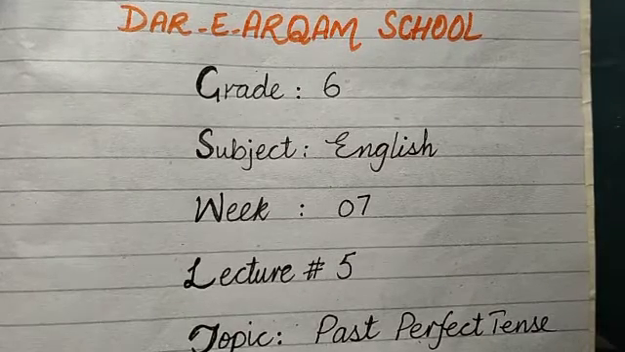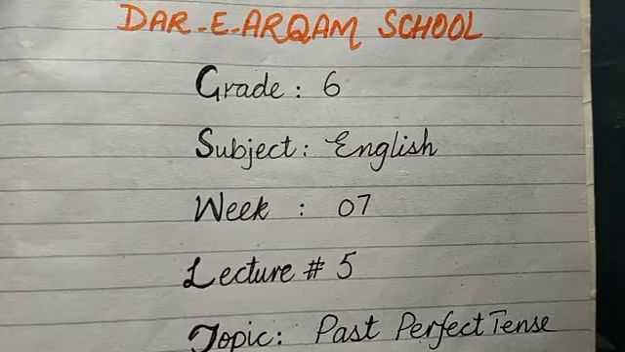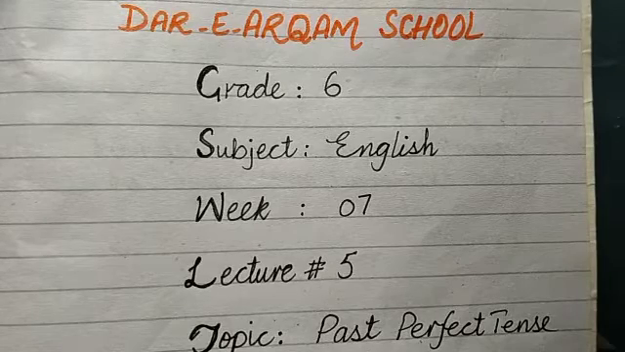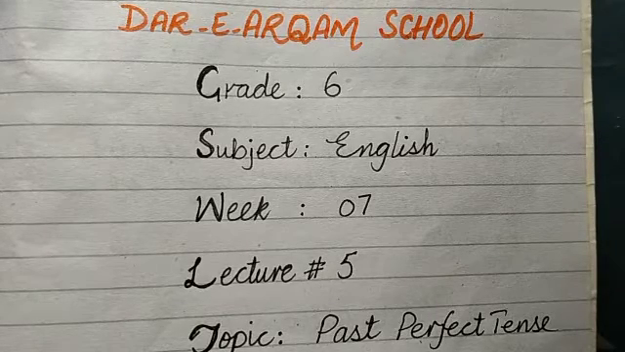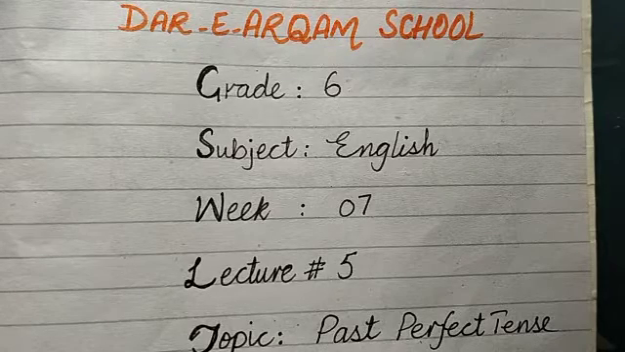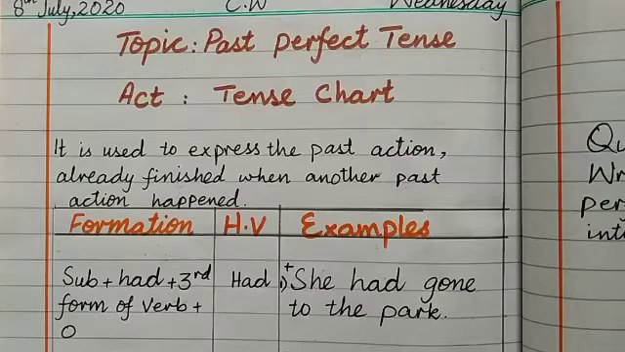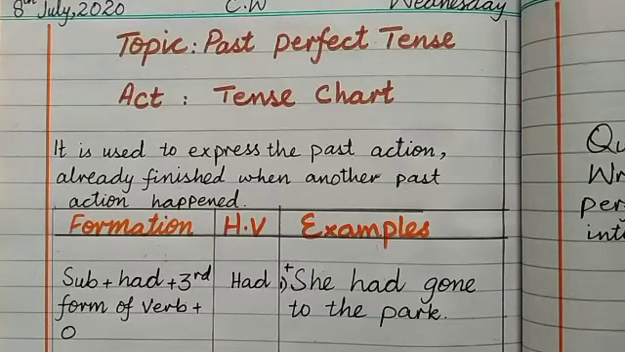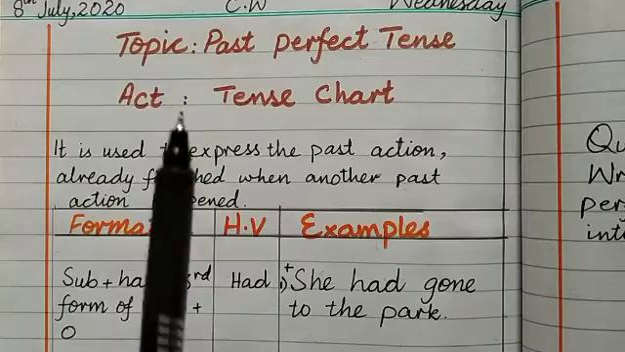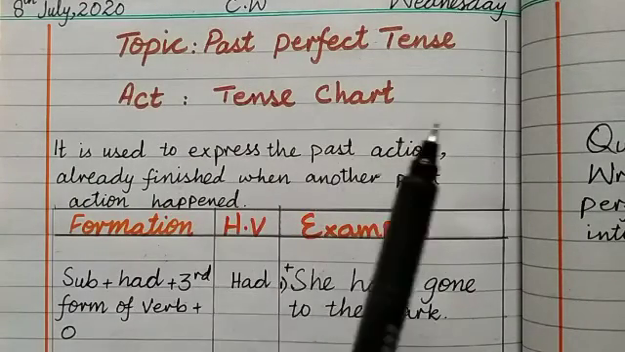Today it's my 5th lecture with you, and today we are going to do past perfect tense. In this video I will tell you what is past perfect tense, its formation, and its chart making. So let's start. It's your notebook sample page. First of all, you have to mention date and day on the top of the page, and you will write topic and activity, what you are going to do. We are going to make a tense chart.